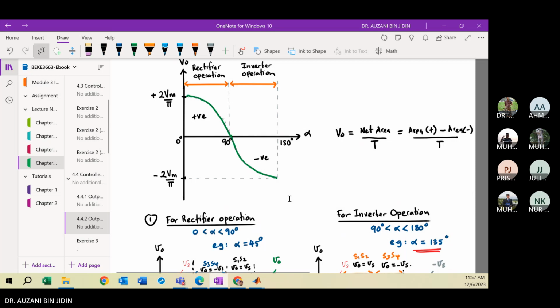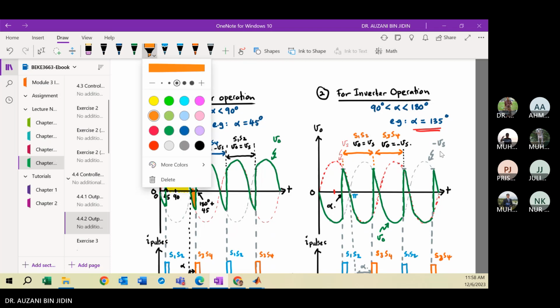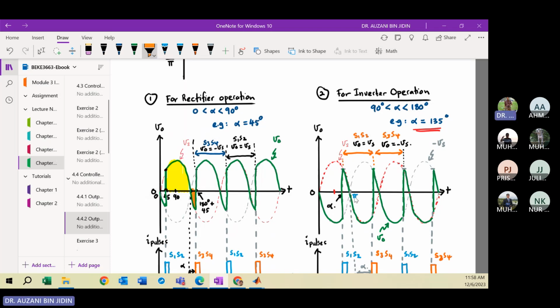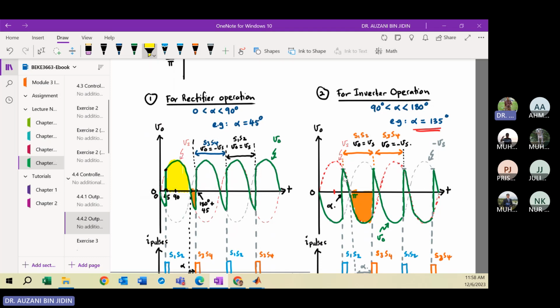Clear? Okay, for case number 2, you operate the converter as the inverter. You set your alpha to 135. From here, the negative area is now larger, right? This is your negative area. But the positive area now is smaller.